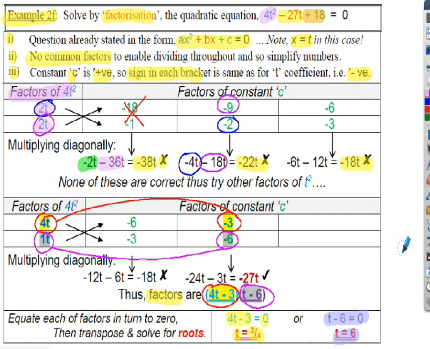So a slightly more complicated solution here, because the factors of the 4t squared could be, in this case, 2t and 2t, or they could have been 4t and 1t.